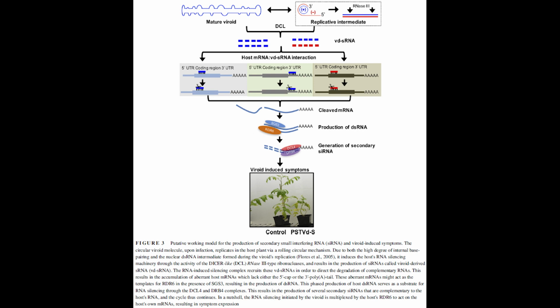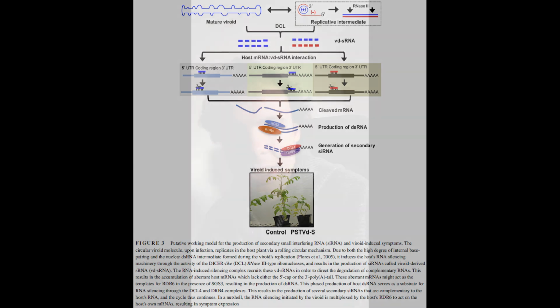And here, they say very plainly in a nutshell, the RNA silencing initiated by the viroid is multiplexed by the host's RDR6 to act on the host's own messenger RNAs, resulting in symptom expression. So what does that mean? It means, like I've been saying this entire time, and I don't mean to be repeating myself over and over again, that it really is that simple.